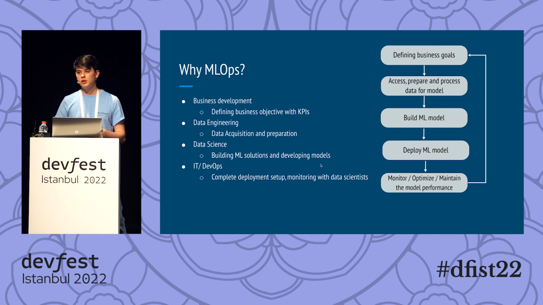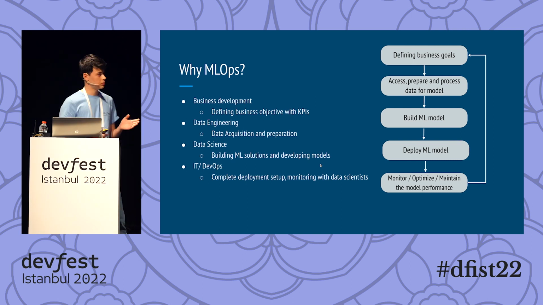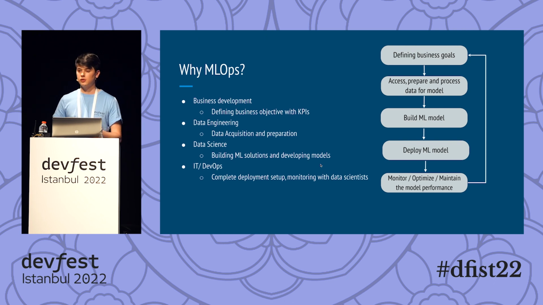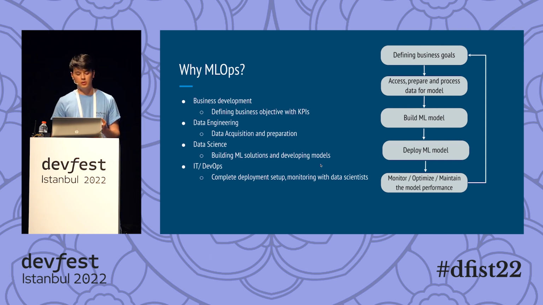In MLOps, there are several teams involved, starting from the bottom. It starts from business development, where the business objectives get defined with KPIs. In order to start any machine learning project in a company, you first of all want to define what you're going to achieve with machine learning models and systems, and what KPI you are looking for.